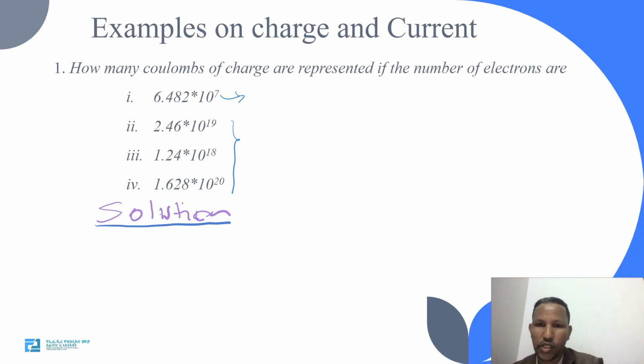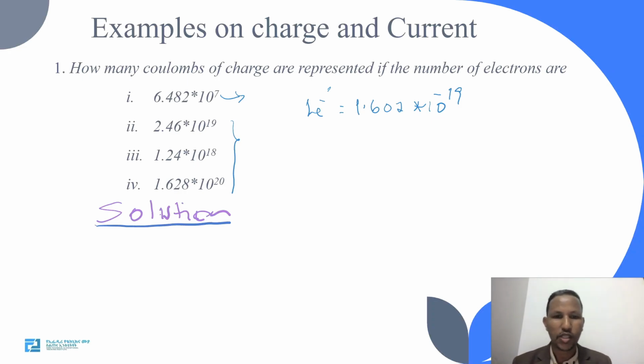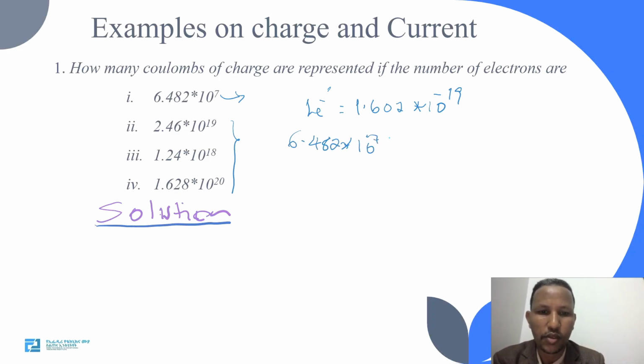Let's consider this one. We have said that one electron is equal to a value of 1.602 times 10 raised to minus 19 coulomb. Or we have 1.602 times 10 raised to minus 19 coulomb per electron, or charge per electron. So let's consider such an amount of electrons, 6.482 times 10 raised to 7, which is equal to how much amount of charge.